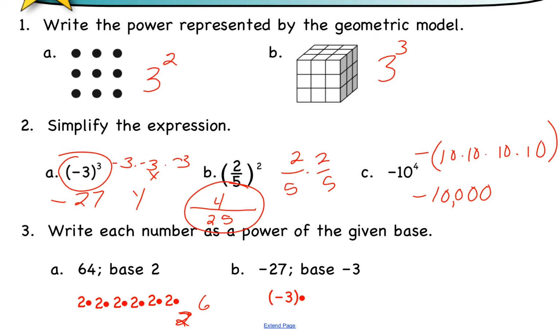How about negative 27 with a base of negative 3? Well, negative 3 times negative 3 would give us a positive 9. And positive 9 times negative 3 gives us a negative 27. So this one would be negative 3 in parentheses to the 3rd power. If you don't have the parentheses, you'll get that marked wrong. So make sure you put your parentheses in there.